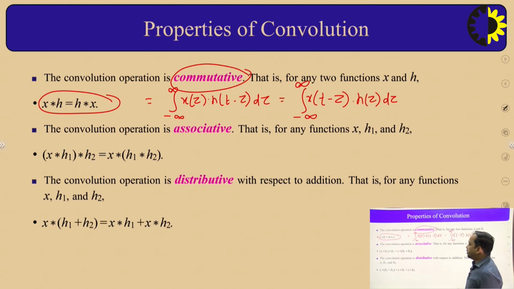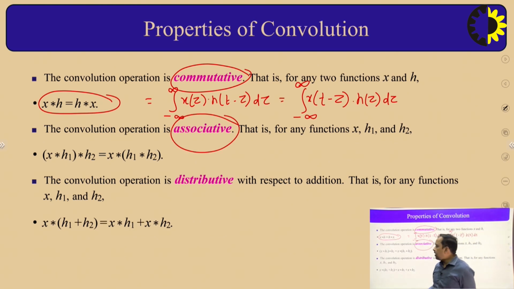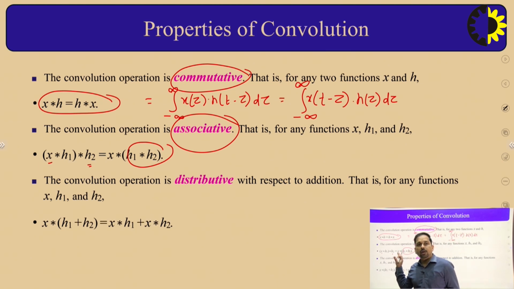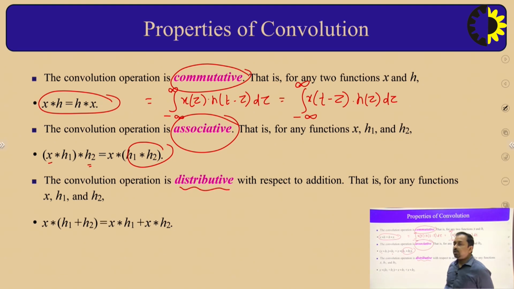Now we have the second property, which is called the associative property. What we are seeing here is that if we have x(t) convolved with h1(t), and after that the entire result of this convolution is convolved with the next impulse response, let's say h2(t), we can instead first compute the convolution of h1 and h2, and the result will then be convolved with x. Now the last is the distributive property.